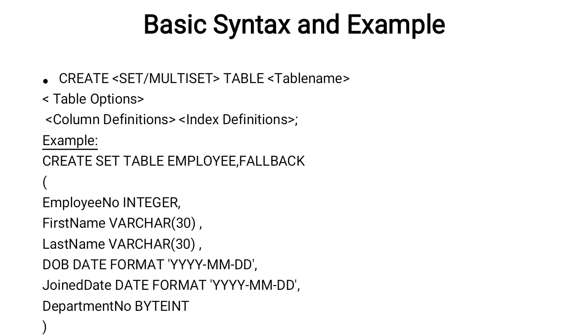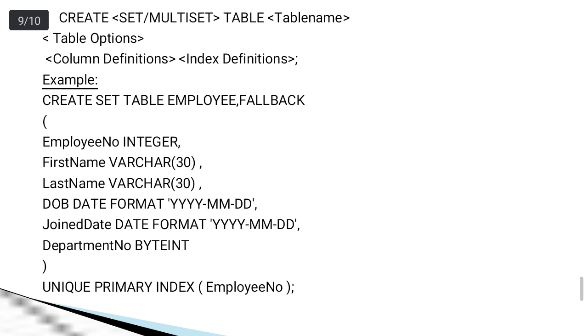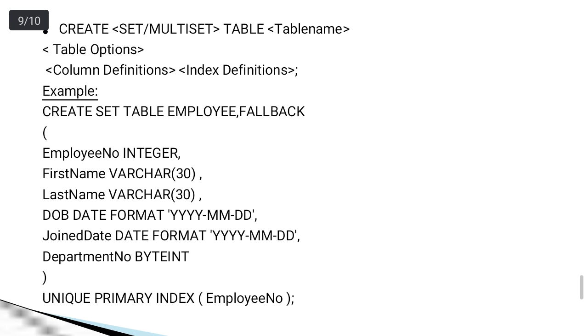Create SET table. Our table name is employee, and our table option is fallback. Then in brackets: employee number, first name, last name, date of birth, join date, and department. This is our column definition. These are our column names. And last one, unique primary index, in brackets employee number. It is our index definition. It uses the primary index on the employee number column.